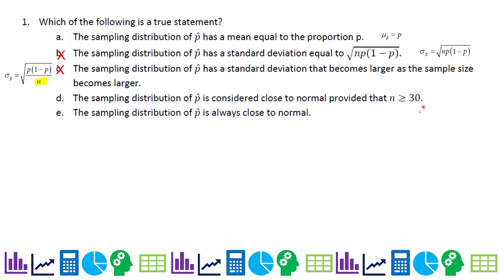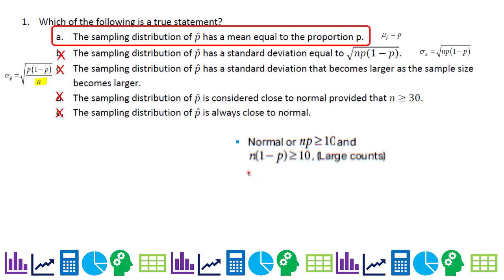The sampling distribution of p hat is considered close to normal provided that n is greater than or equal to 30. So in your packet, I have this nice set of notes that includes the conditions for the distributions. And you can see for proportions, the normal condition is that np, the number of successes, is at least 10, and n times 1 minus p is at least 10. We often call this the large counts condition. So D is incorrect. And because we have to meet this condition, we know that it's not always close to normal. So E is incorrect, and that leaves us with the answer of A.